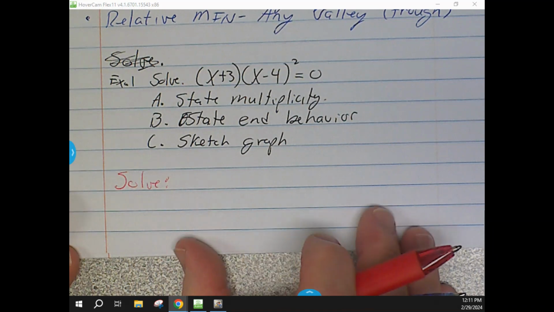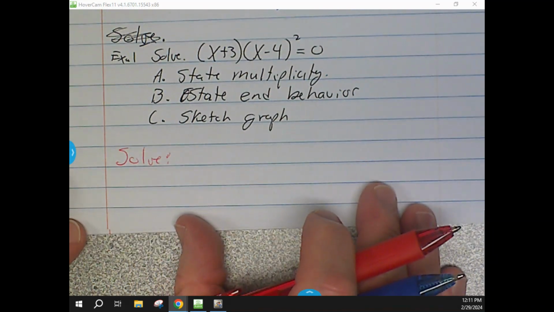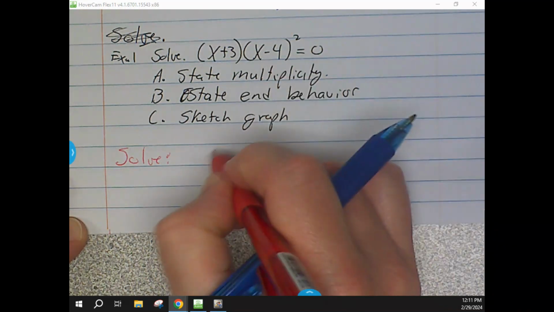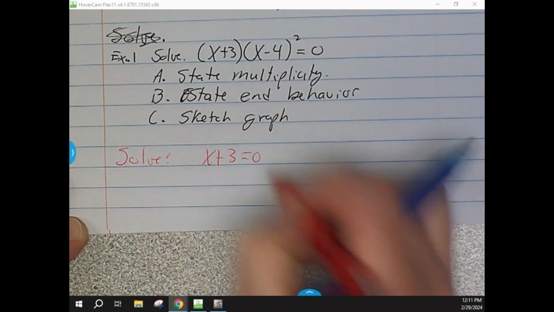Okay, so the solving part should be easy, because again, this is what we were doing on the last test. You're going to take each parenthesis that's equal to 0, and you're going to set each parenthesis equal to 0 by itself.